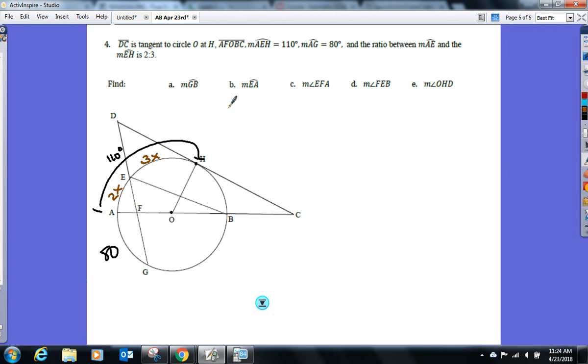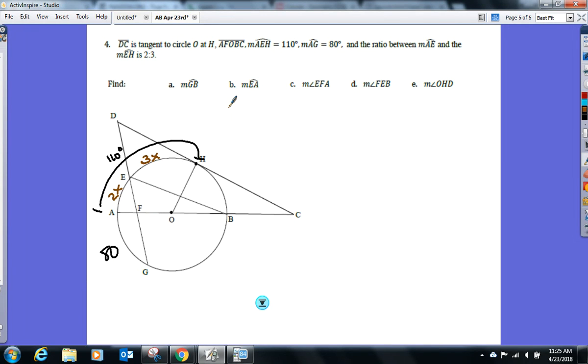Before I look at any of the parts, A through E in this case, I try to find out as many of the arcs as I can. The way to be successful in the big dog circle problems is to know what your arc measures are. So can anybody help me fill in any more arc measures up there? Because really the only one I know is 80. Go ahead, Evan. Anything else you can help me try to find?